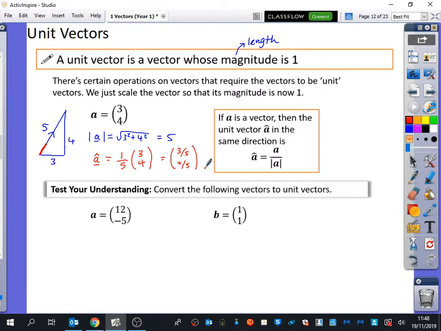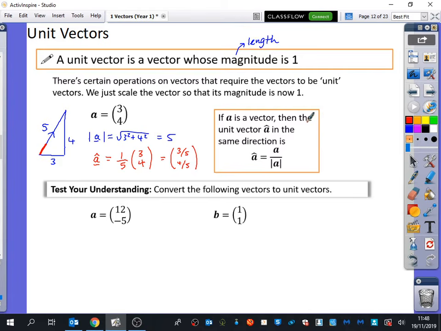You can clearly see here that this vector, 3/5, 4/5, is definitely in the same direction. If you did Pythagoras to 3/5 and 4/5, what would you get as your result? 1. Why do you get 1? Yeah, because it's 1. And also we've just said that the definition of this thing here is that it has a length 1.